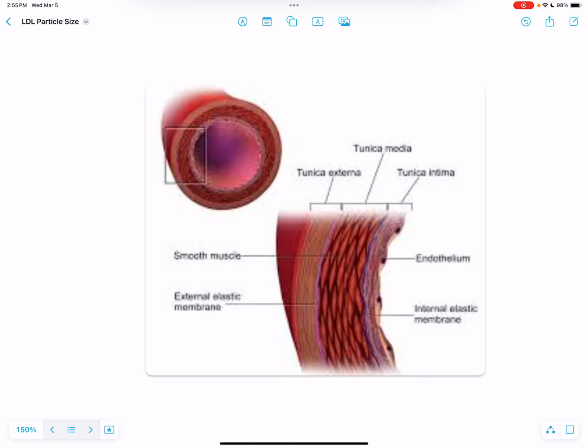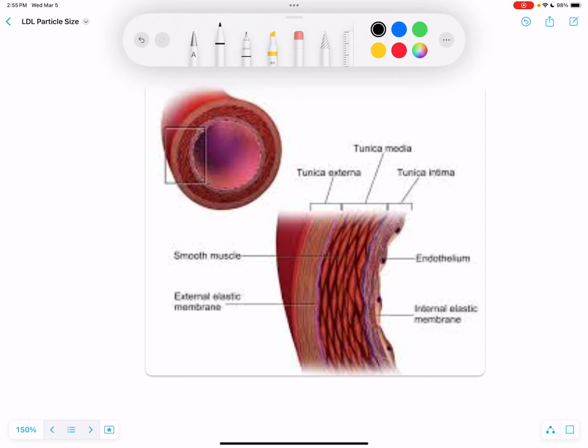Dr. Sefcik here with the Life Enhancement Clinic, and I just want to talk to you briefly for this Whiteboard Wednesday about the need to know your LDL particle size. In the last video, we talked about the endothelium, that thin, single cell lining that lines the inside of each artery.